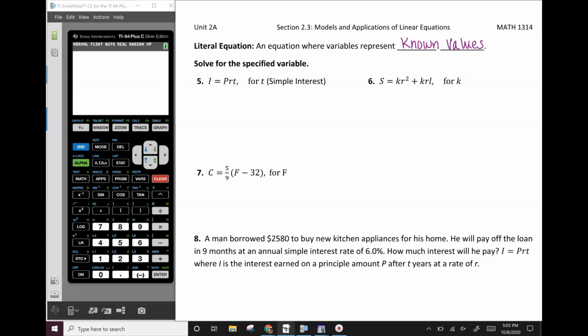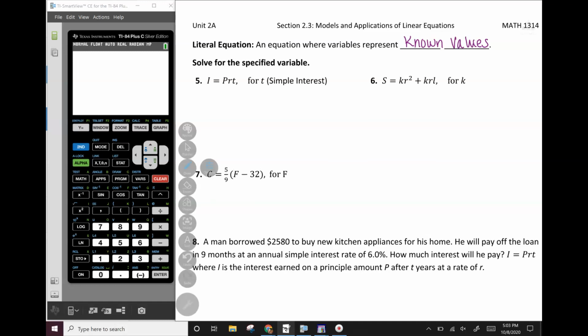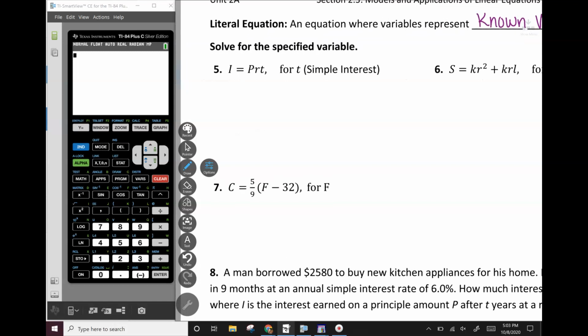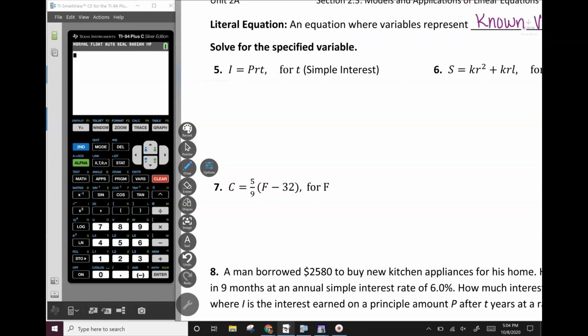All right, so on number 5, for example, it says I equals PRT. This is the simple interest formula. And it says to solve for T. So I want to solve for T here. Well, to solve for T, I need to get rid of P and R. Right now, they're multiplying by P and by R. So to get rid of them, I would divide by P and R. So on both sides of the equation, I'm going to divide by P and R.